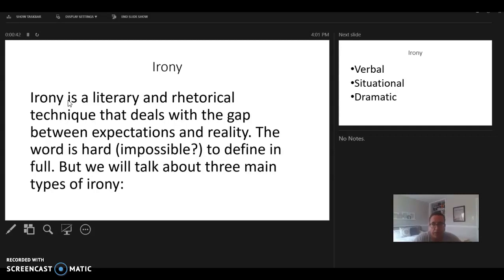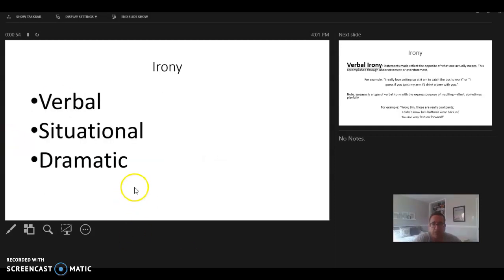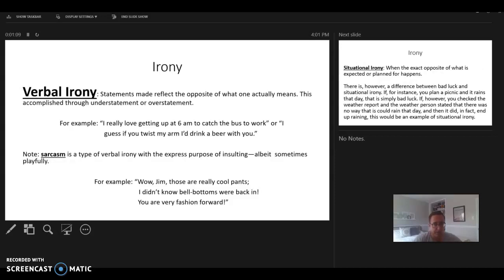So irony we can define as a literary and rhetorical technique that deals with the gap between expectations and reality. The word, again, is hard or impossible to define in full, but we're going to talk about three main kinds of irony here. Verbal, situational, and dramatic. And these are the three main kinds of irony that we talk about, especially as people looking at short stories, especially these last two we'll look at. I just want to start with verbal, though, because this is the one we're most accustomed to.